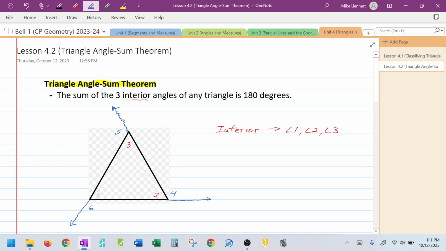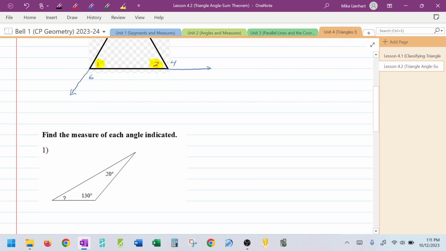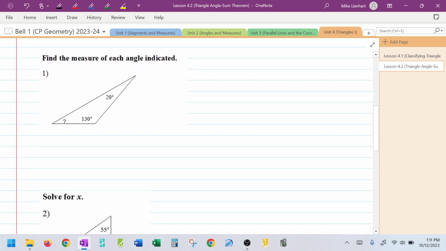And if you notice, the interior and the exterior together at each of the three vertices makes a linear pair. Our focus for this theorem is just on these three angles. We know that they add up to 180. Okay, so let's see how it's going to be applied.